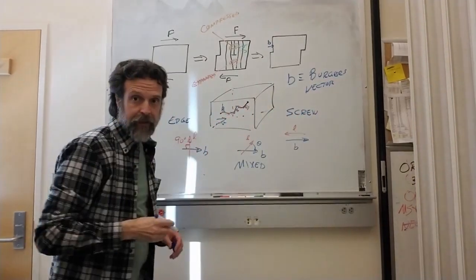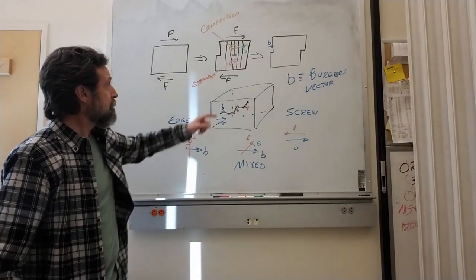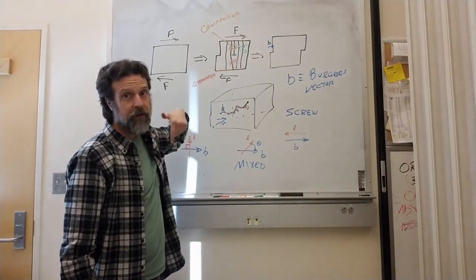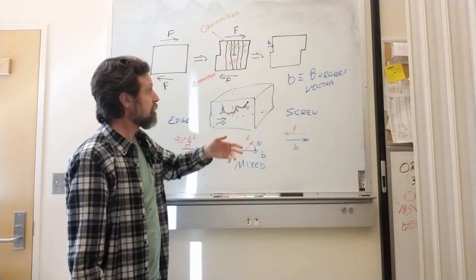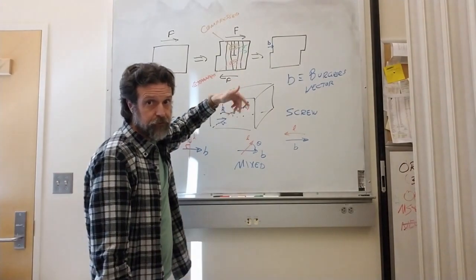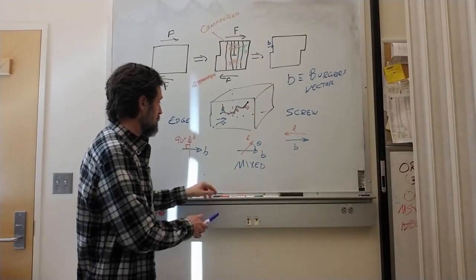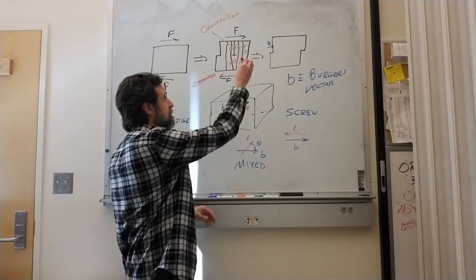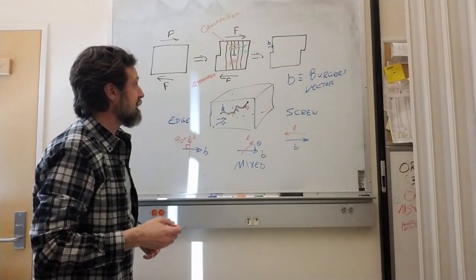I'll show you that in an atomic model shortly. That's one of the two vectors that we use to characterize a dislocation. One is the Burgers vector, which is the strain associated with the dislocation, and the other is called the line vector, and the line vector is parallel to the dislocation at any point.